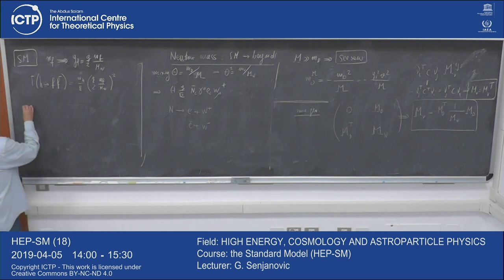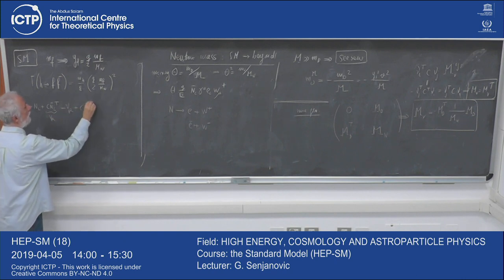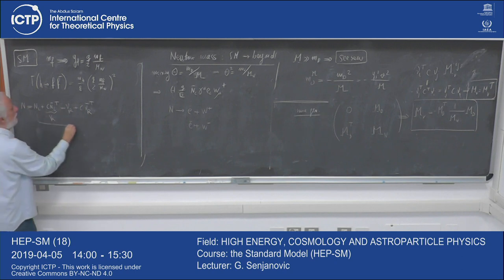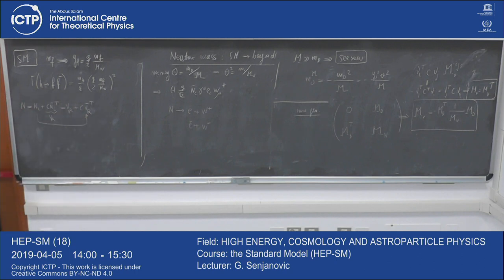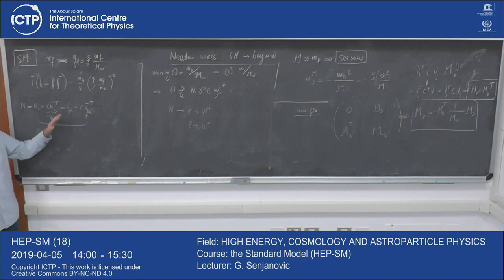In order to work with a four-component notation, we said we will always introduce Majorana states. For example, which will be NL plus C NL bar transpose. Which, if you wish, this is nu R plus C nu R bar transpose. Doesn't matter. I like this notation better because it was easier for me to know visually the mass matrix. If you're more familiar with the right-handed neutrino, use this. I don't care what you use.